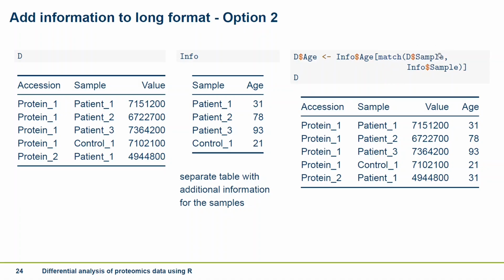So you basically match the sample column of this data set and this info data set. And then you can grab the age from the info data set. So basically you can see the result here that each line now gets the corresponding age depending on this sample value, and then it looks it up here and sees that patient 1 was 31 years old, and so each row that depends on patient 1 will get an age value here of 31.